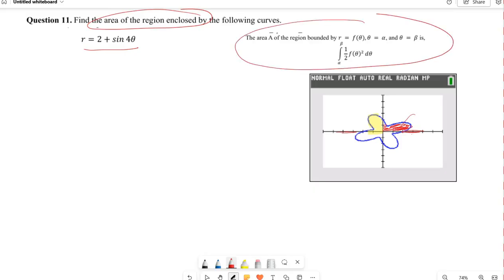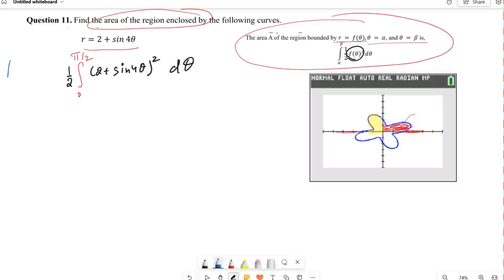So let's look at our formula. The area of the region bounded by r equal to f of theta, r is 2 plus sine 4 theta, from alpha to beta. In our case, we're going to do from 0 to pi by 2 because we are only working on the first quadrant. The formula is half r square, because it's f of theta square. So that is 2 plus sine 4 theta whole square, integrate with respect to theta.